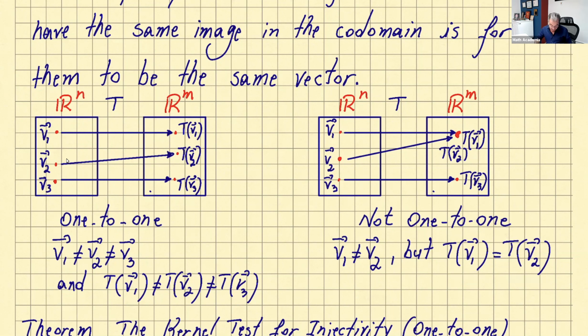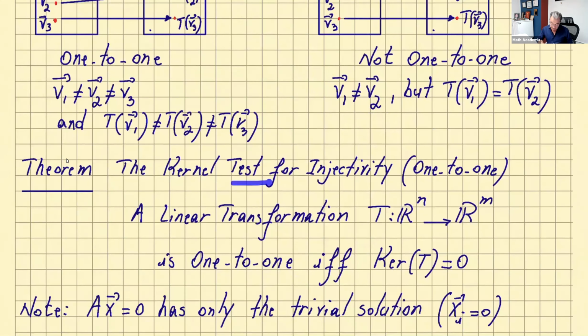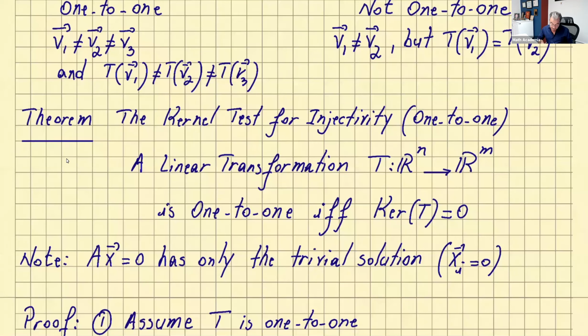Now, how can we check that? There is a way to check that. It's called the kernel test for injectivity, or one-to-one. A linear transformation again from Rn to Rm is one-to-one if and only if the kernel of T equals the 0 vector, or you can write it like that. Or when you say Ax equals 0 has only the trivial solution.